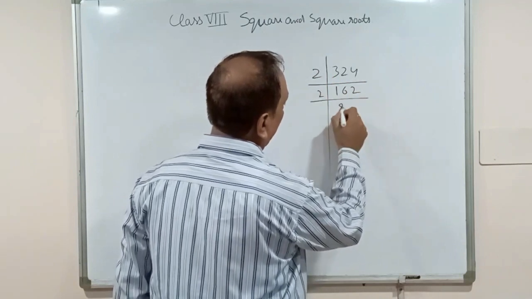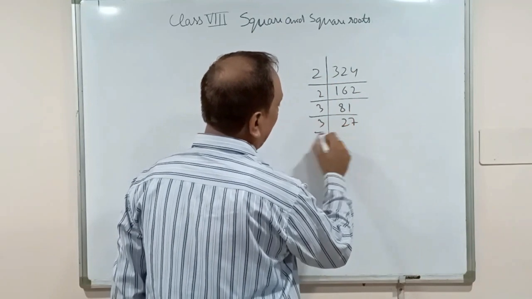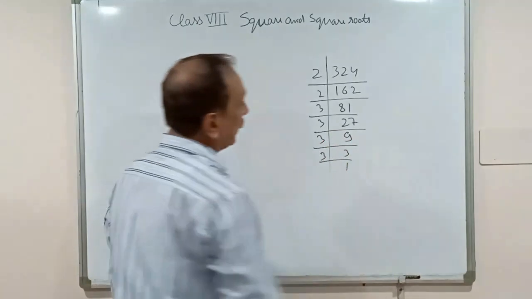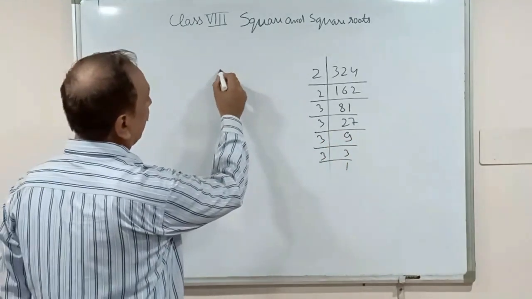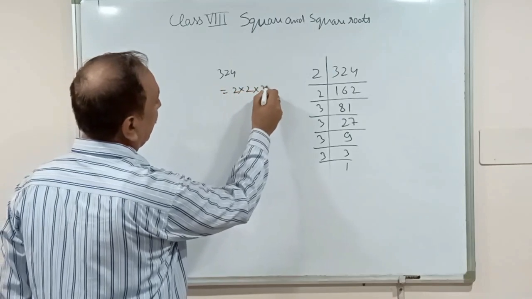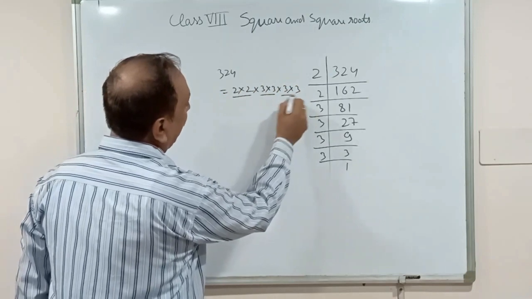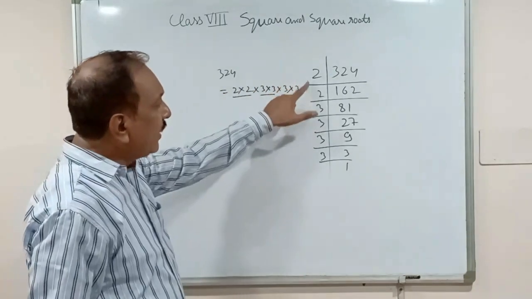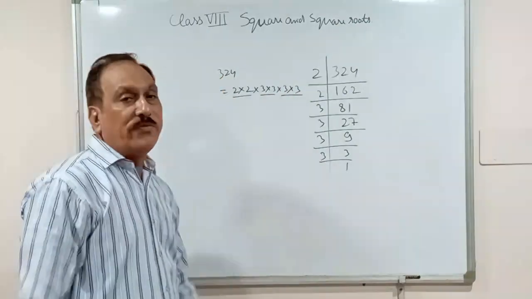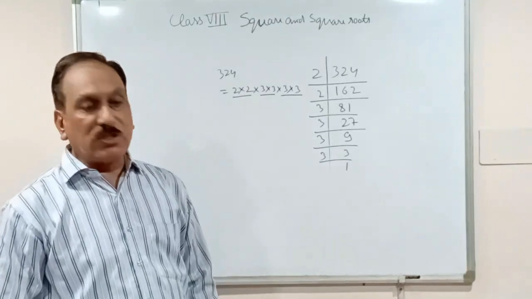Again 2, then 3, then 3, so factors of 324 are 2 into 2 into 3 into 3 into 3 into 3. दो नंबर की पेयर बनाइए, 1 2, 1 2 and 1 2. तो 324 is a perfect square. जब भी पेयर कंप्लीट बन जाएंगे, this is a perfect square, otherwise not.